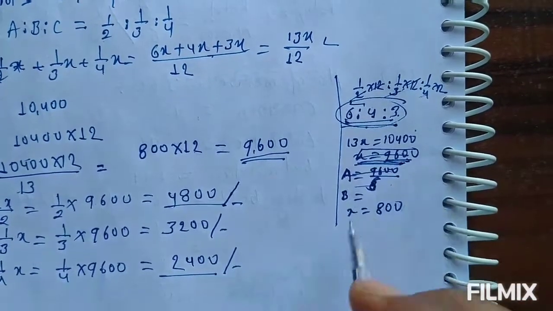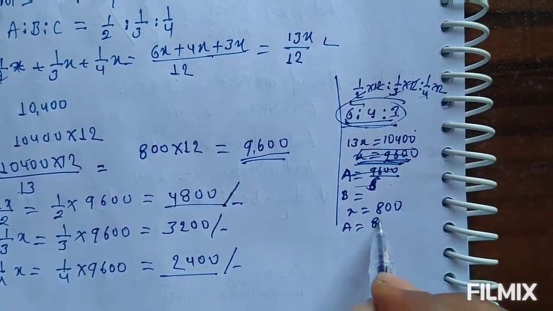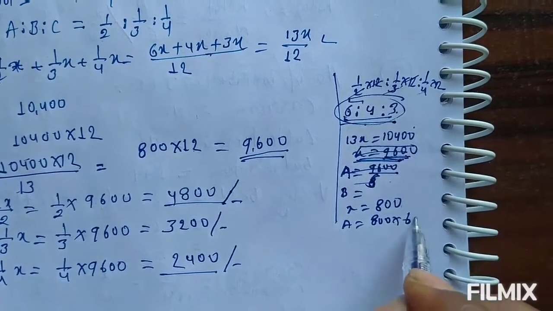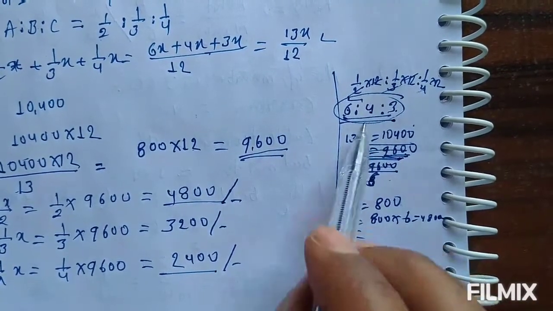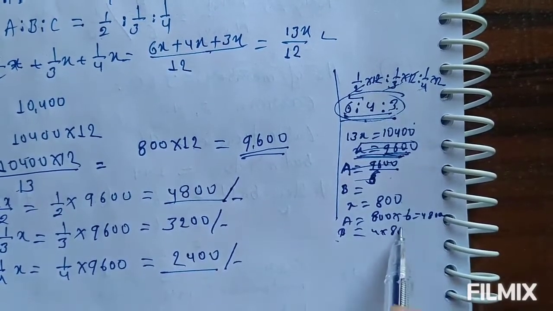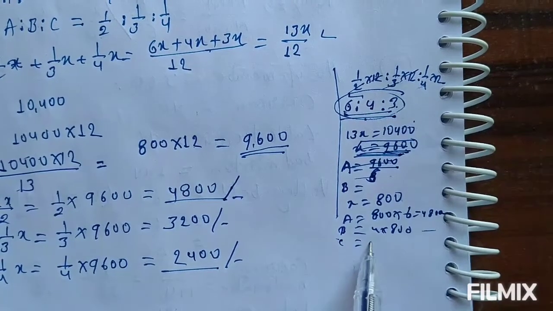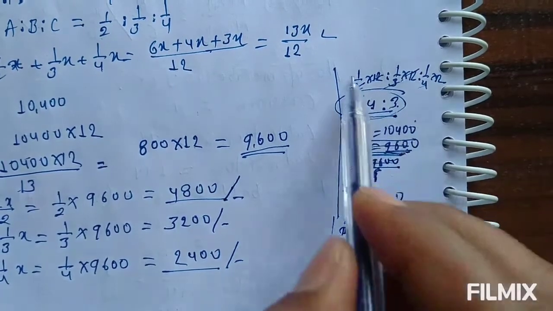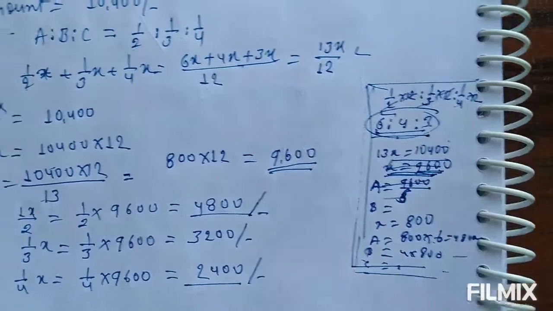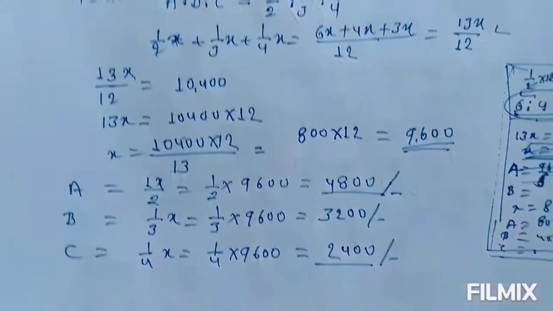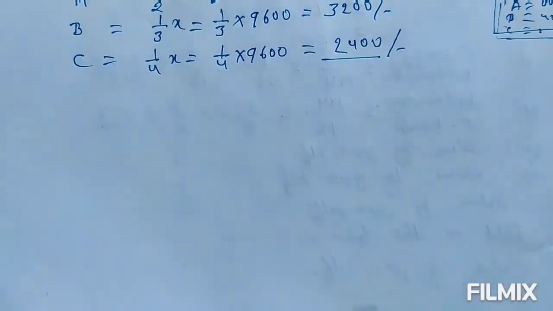So first part of A equals 800 into 6, then 4,800. Part B will be 4 into 800, 3,200. C is 3 into 800, so this process you can also use. From these two processes you can use any one process. Now next question number 5.